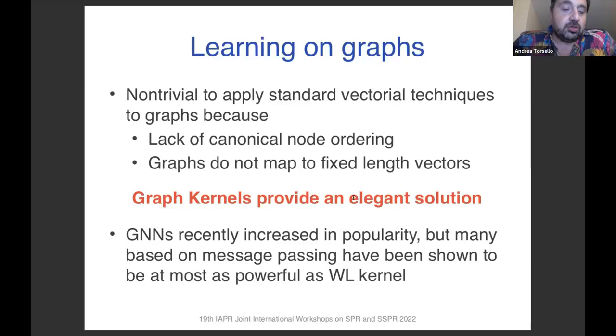Recently, we have also, of course, the evolution of graph neural networks, which are increasing in popularity. There are a lot of different variations on the theme of graph neural networks, but the most common and most widely adopted are based on the idea of message passing as a fundamental tool to redefine a convolution. But if you do that, you can show that the networks cannot be more descriptive than the Weisfeiler-Lehman kernel. So they still do, although very powerful, have a limitation.